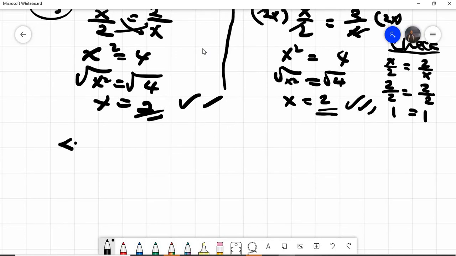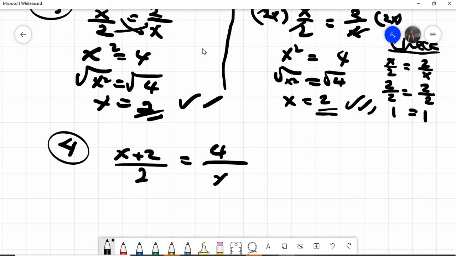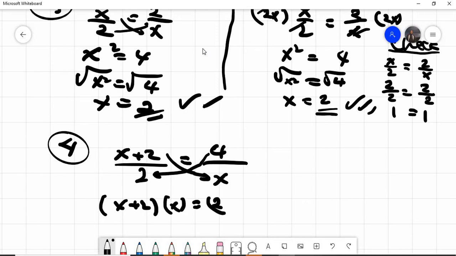Example 4. We're given x plus 2, divided by 2, equals 4 over x. So this one, we just cross multiply. We already know how to do it, so whatever you prefer. We're going to say x plus 2 times x equals 2 times 4.